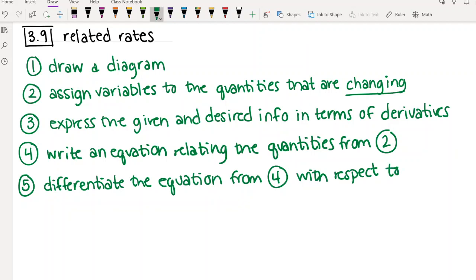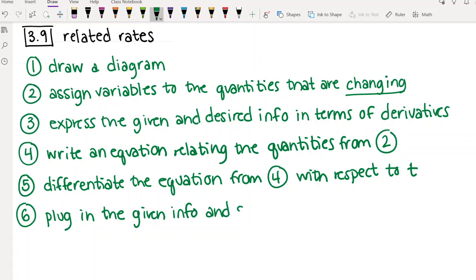And yesterday we saw how that works. Basically, you're doing implicit differentiation, and every time you take the derivative of a variable, you're always multiplying by the derivative, like dV/dt or dA/dt or whatever that variable is. And then the last step is just to plug in the given information and solve for whatever you're trying to find.